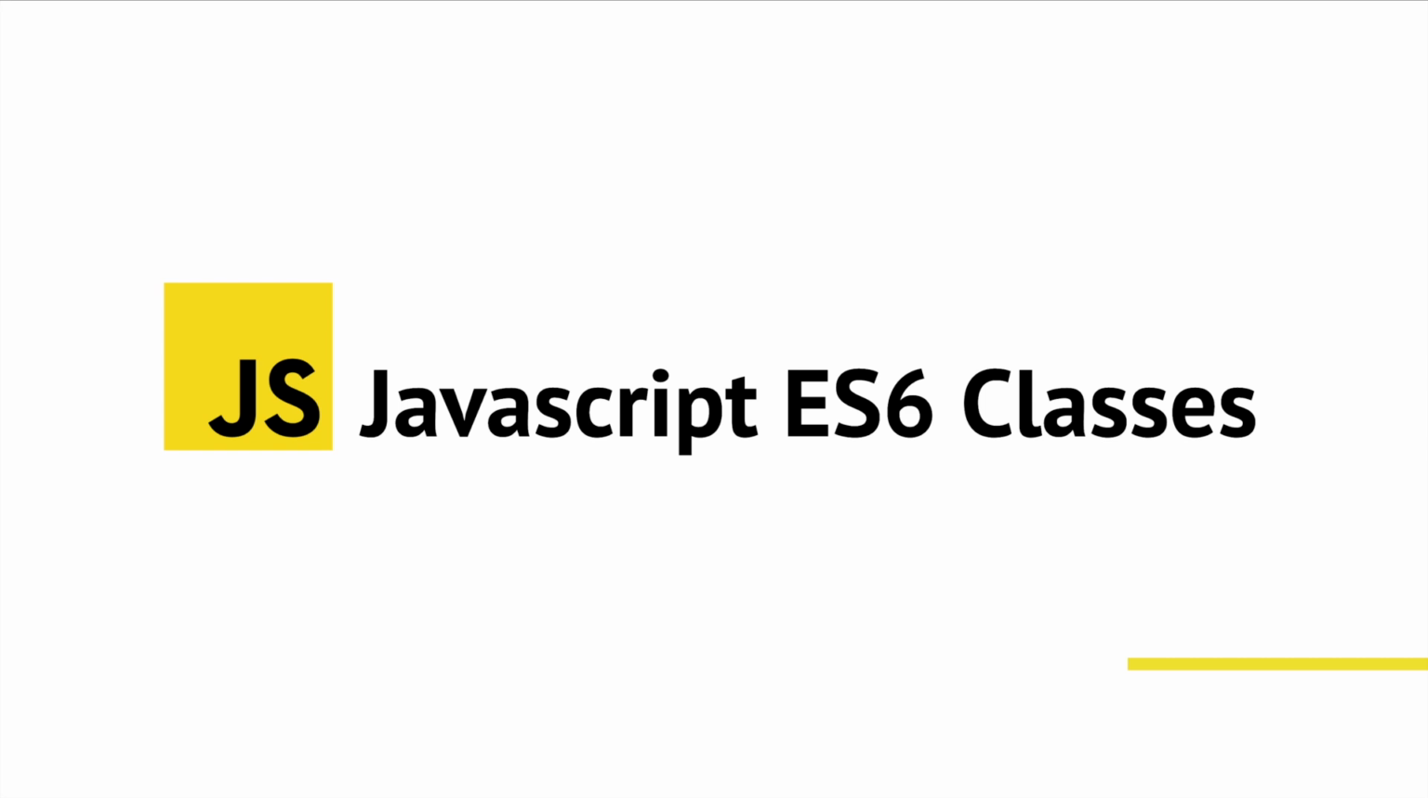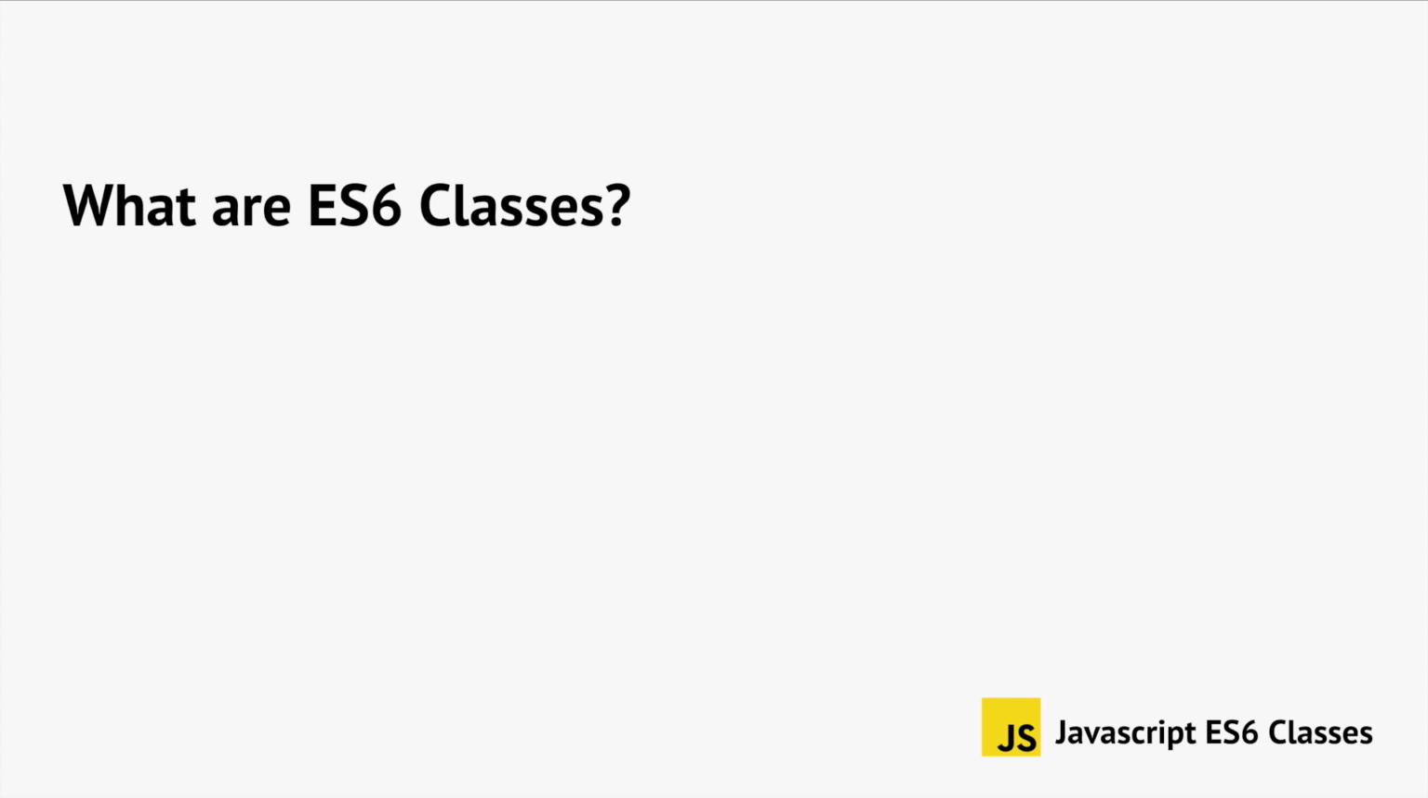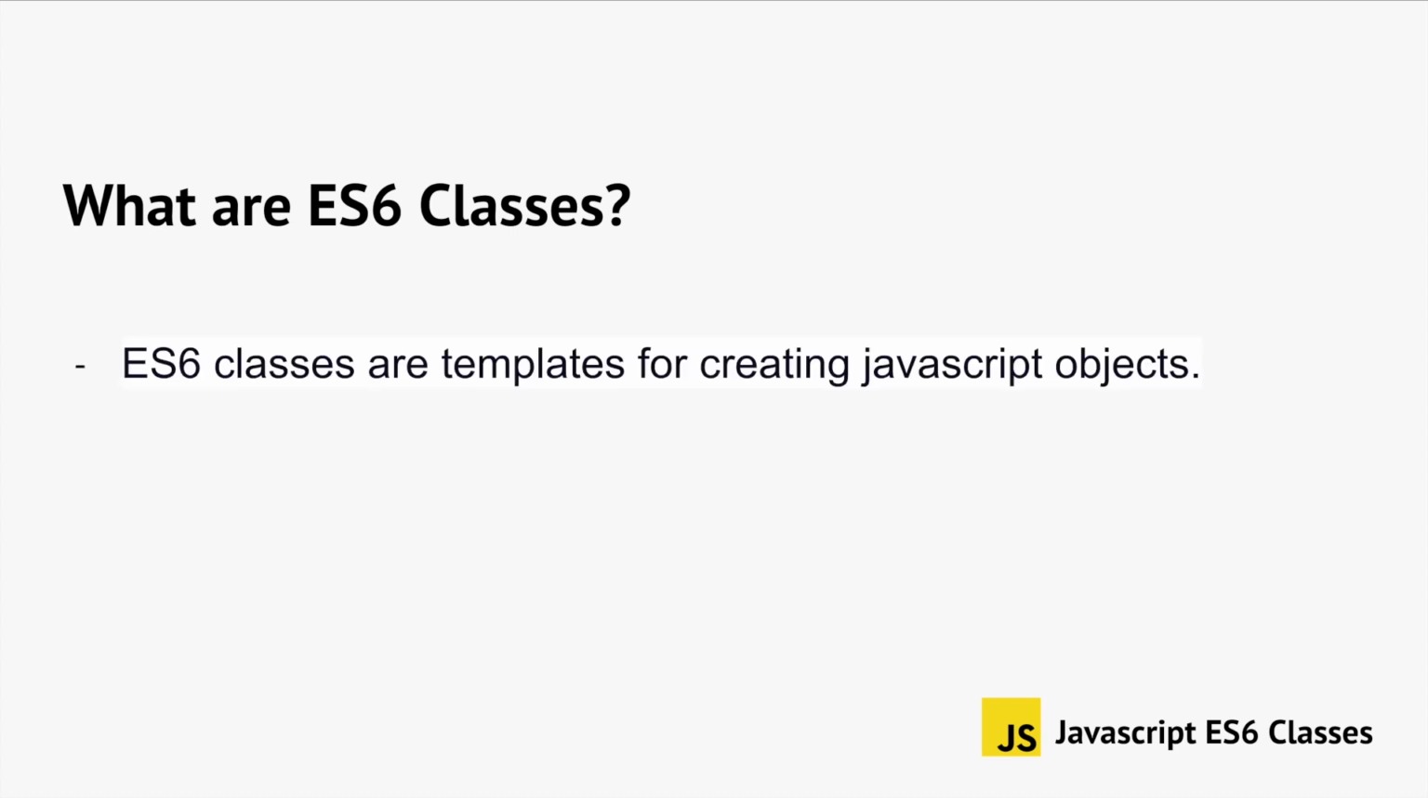Let's proceed. So what are ES6 classes? ES6 classes are templates for creating JavaScript objects. So what this means is they just provide a template. We can call them syntactic sugar, a different syntax through which we can still achieve the creation of objects.